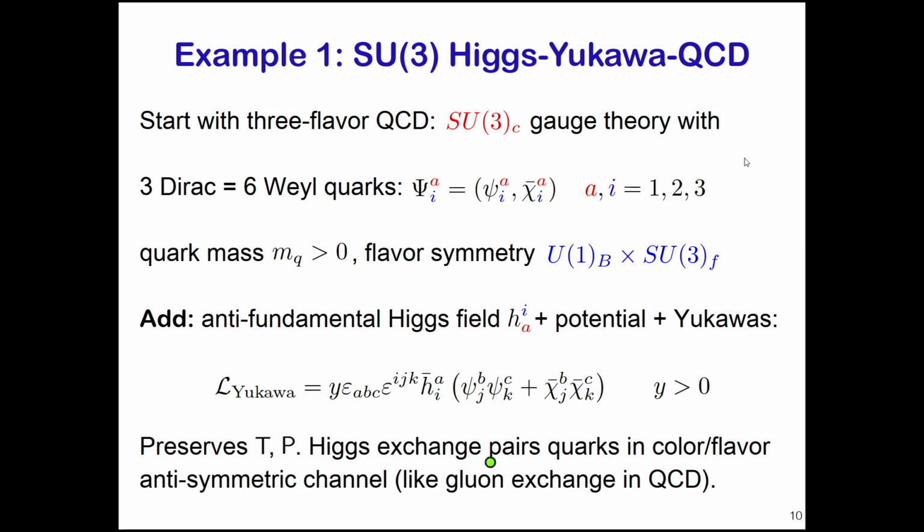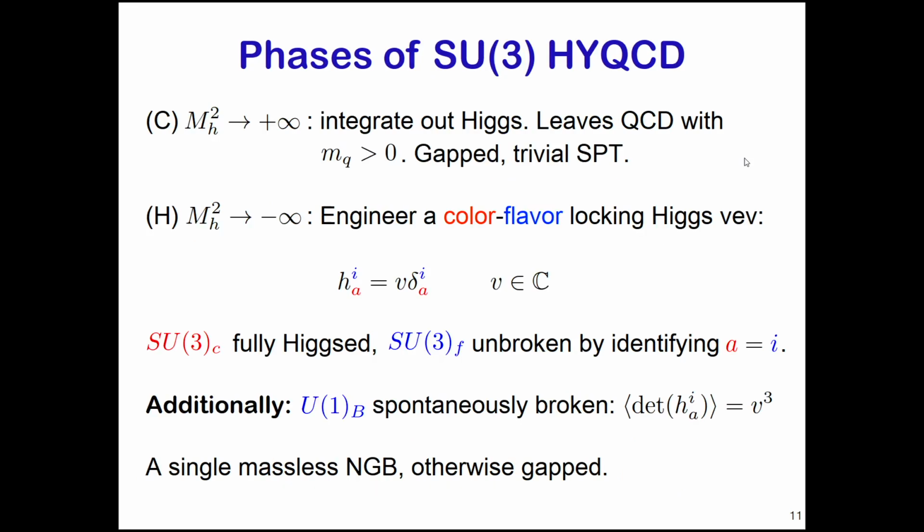And if you imagine what adding this little Higgs to the theory does, it leads to an interaction between quarks, which is attractive in the color flavor antisymmetric channel. That's precisely the same channel that is attractive in real QCD with gluon exchange. So that'll be important a little bit later. OK, so let me study the phases of this theory.